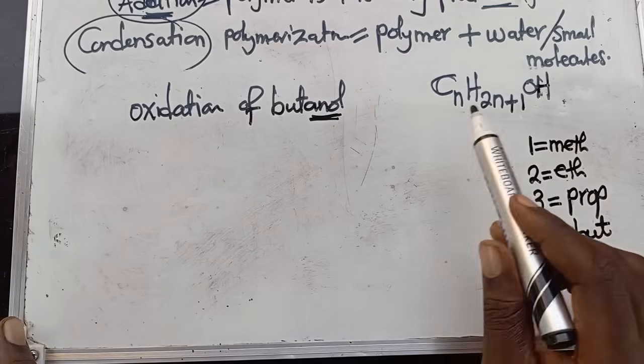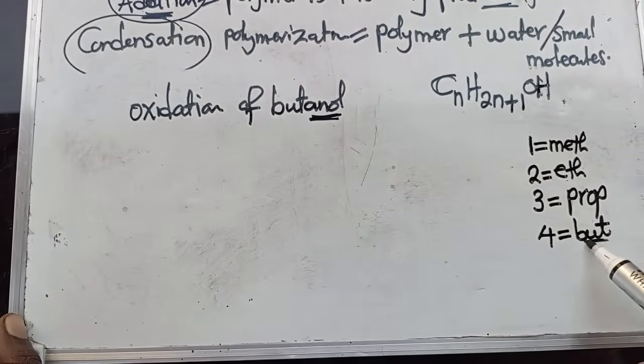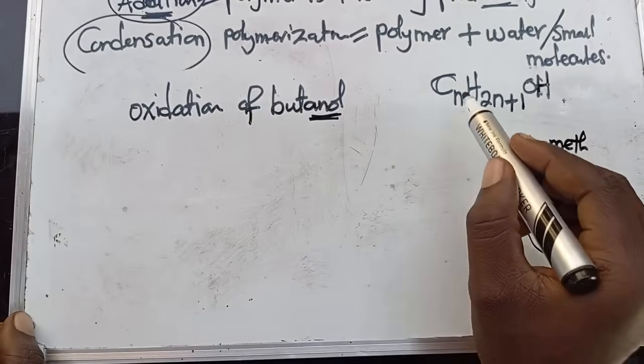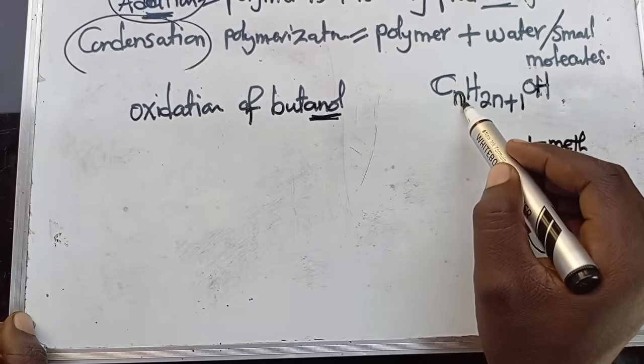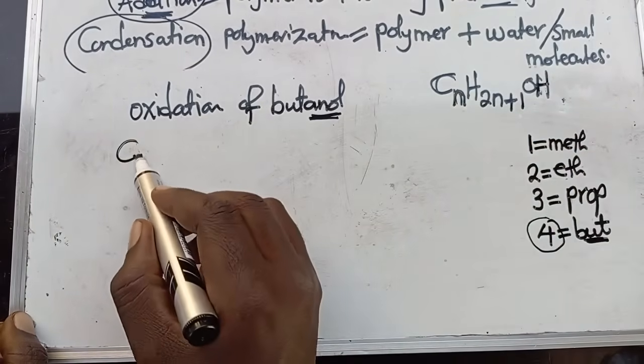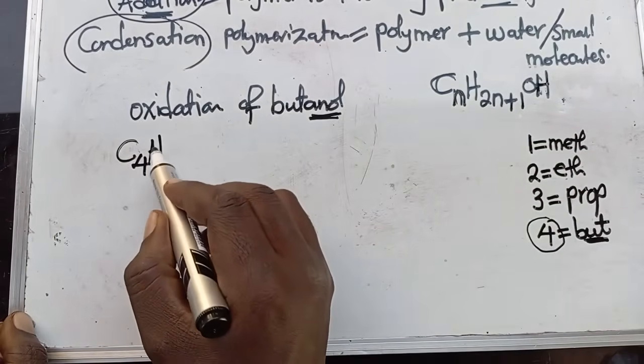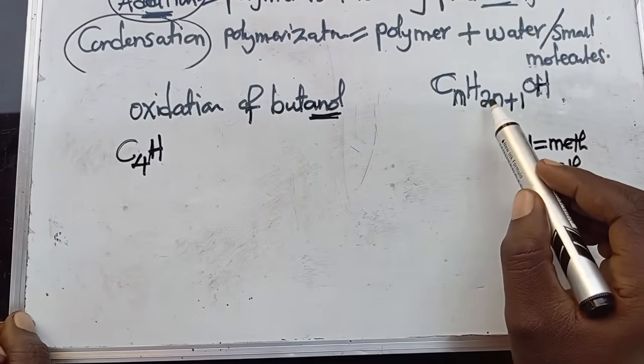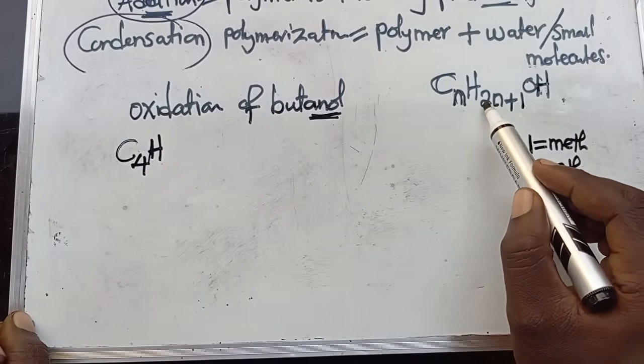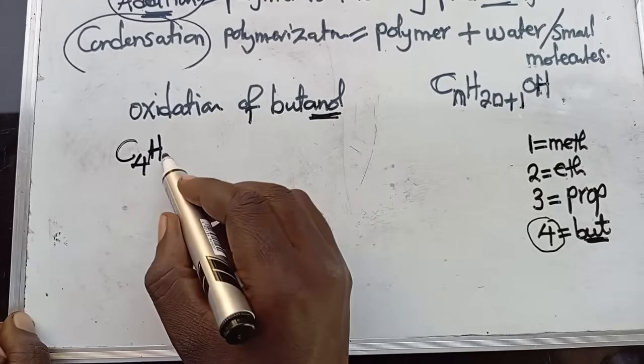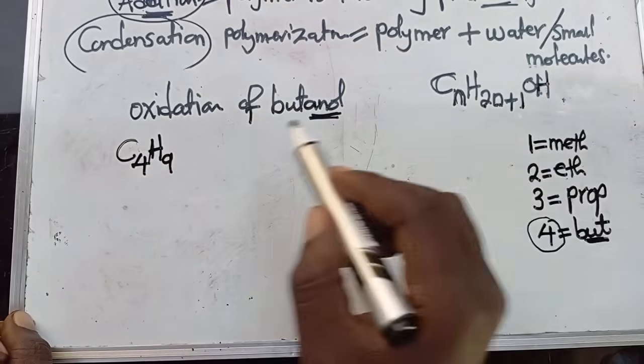So, for example, this is butanol. Butanol is number 4, so C is 4, then plus C. Here 2 times 4, 8, plus 1, 9. I put 9 there, then I put OH.